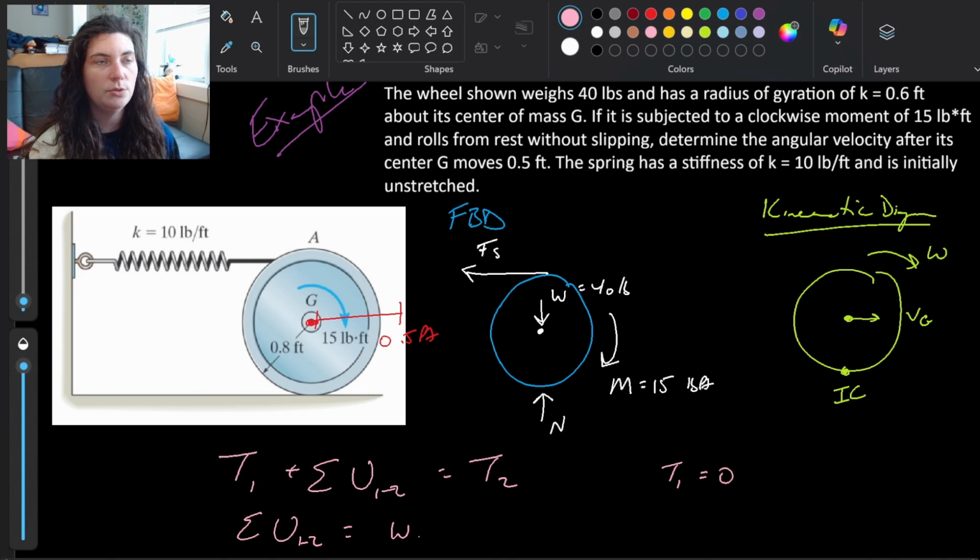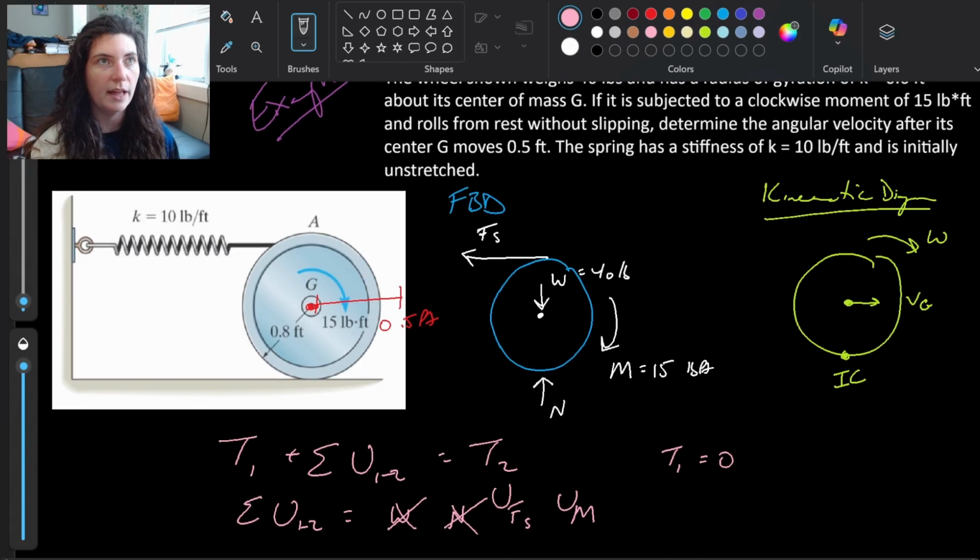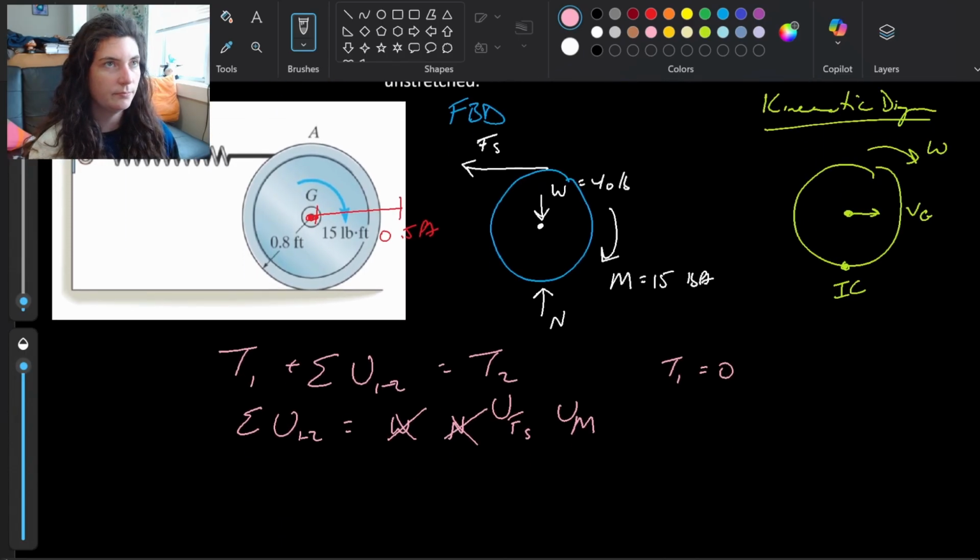So W doesn't do any work. The normal force doesn't do any work. But our spring force and our moment are both going to do work. So we need to find the work of the spring force and the work of that moment. So let's start with our moment. That's our new one.